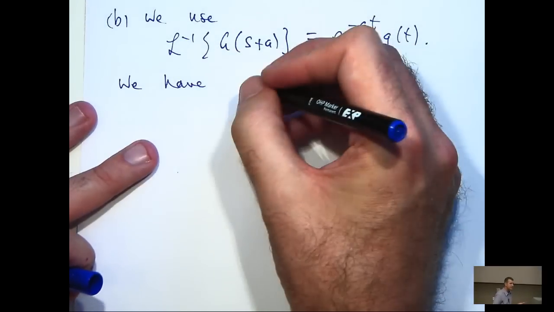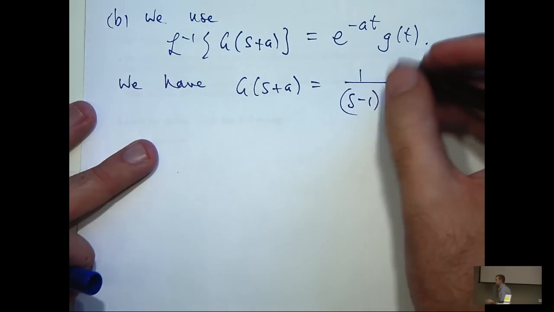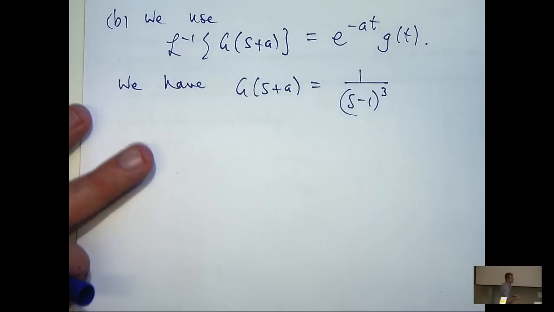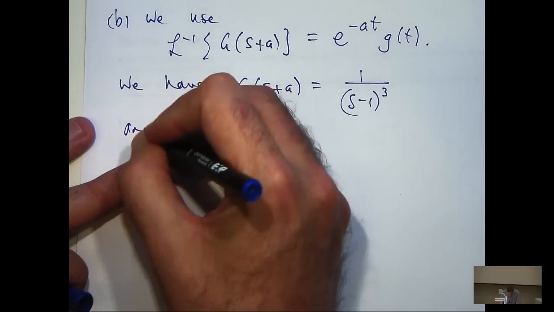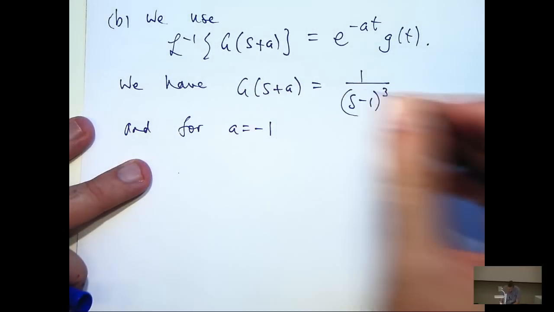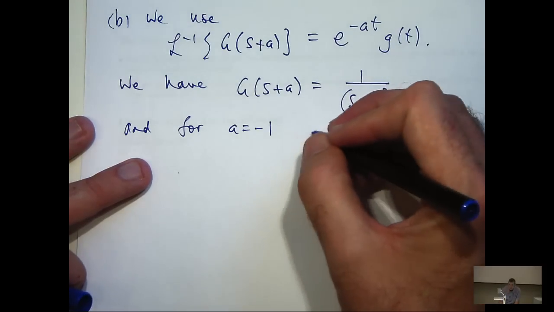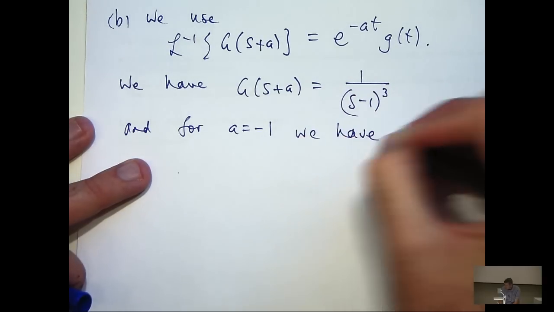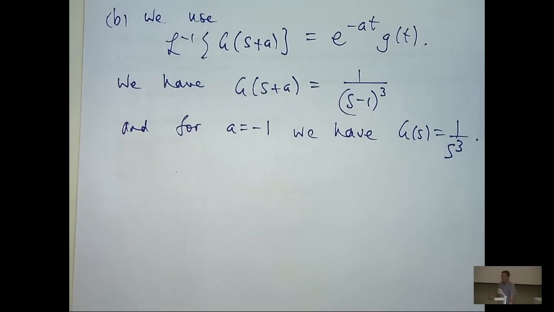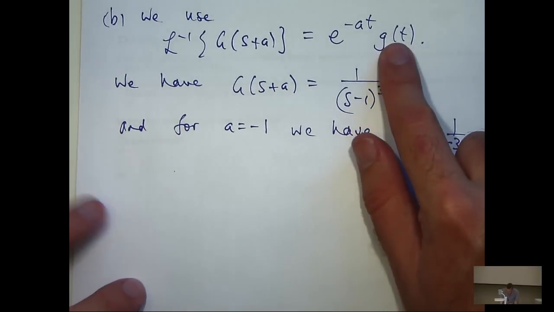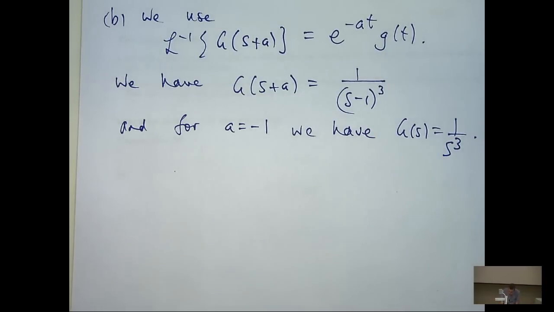For our particular example, big G of s plus a is the following. So if a equals minus 1, replacing s minus 1 with s, I can get big G of s. Now, why did I want to do that? Well, to get little g, I need to take the inverse Laplace transform of this.